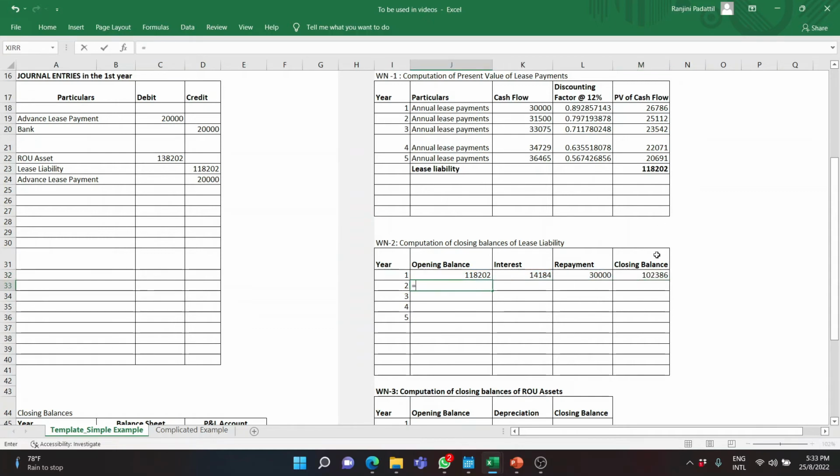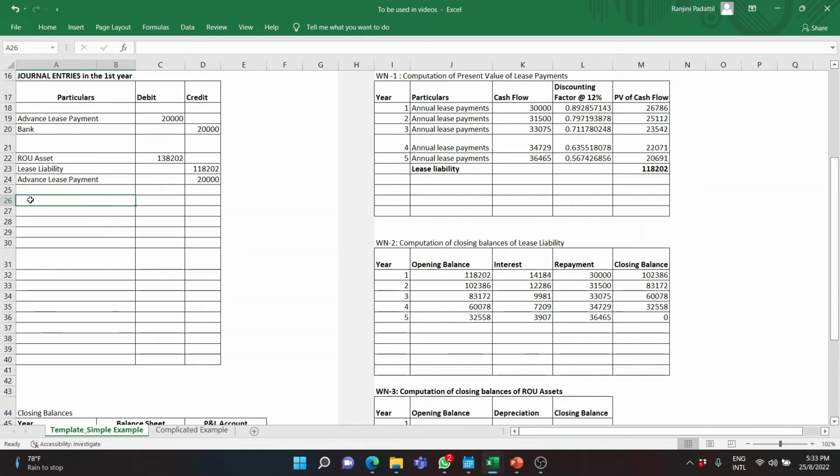Let's do the second year. That's the closing balance. Interest is at 12% on the closing balance. Repayment, pick it up from the earlier working note. And the closing balance is opening balance plus interest minus repayment. Now, magic of Excel, we copy it across. This is a way to check the accuracy of your calculation. The closing balance in the last year of the lease term should be 0.